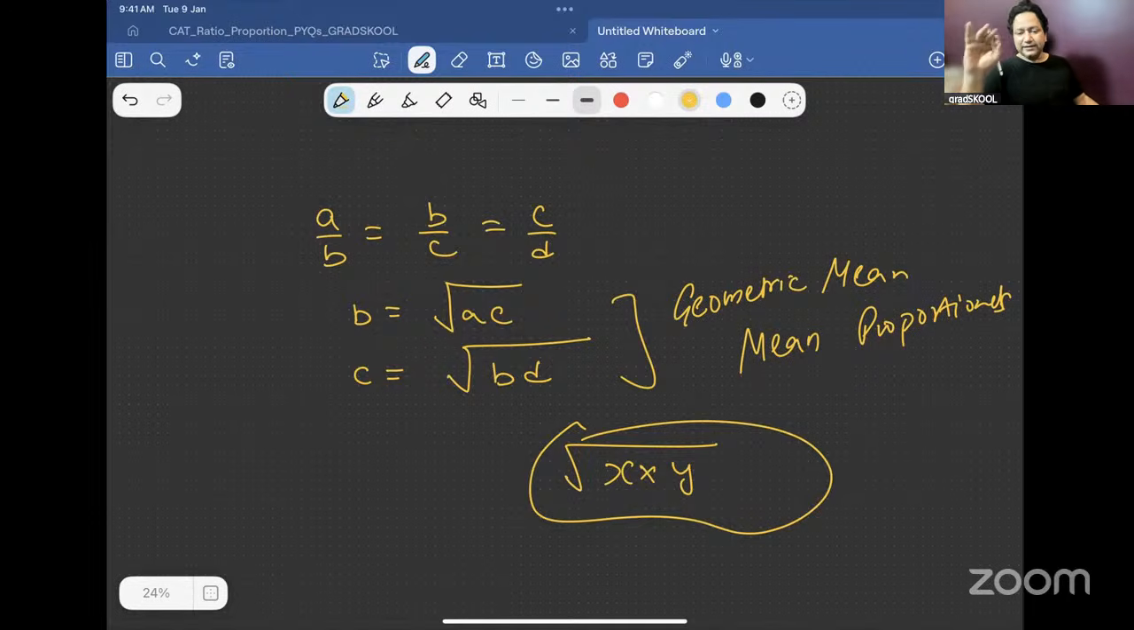Is that clear? Till this point of time, everything is clear? Yes or no? All right, understood?